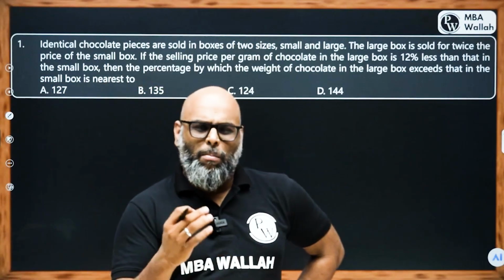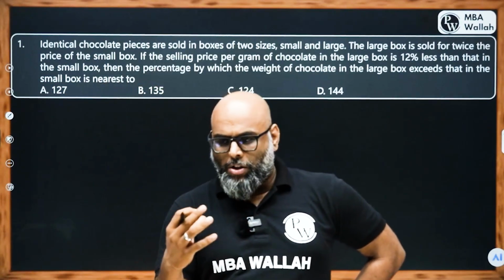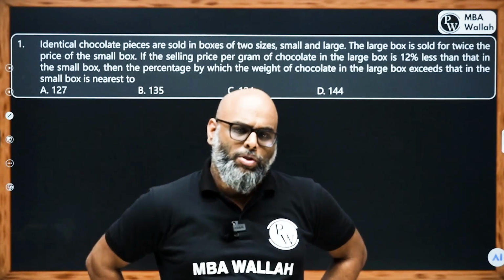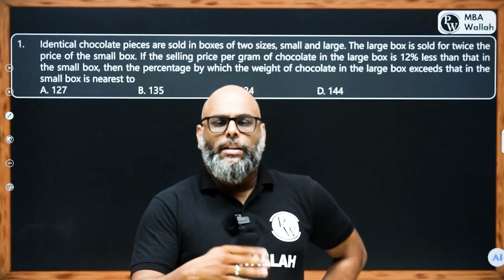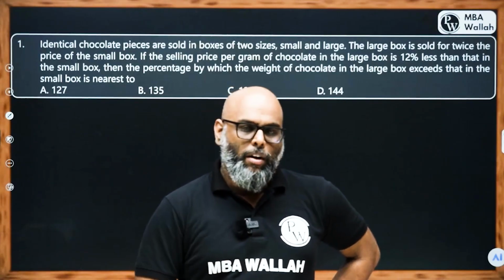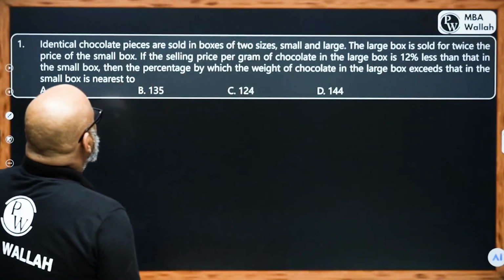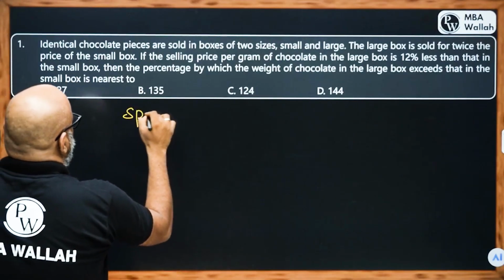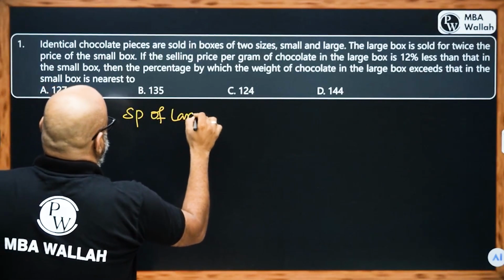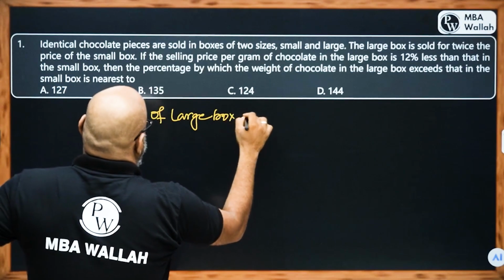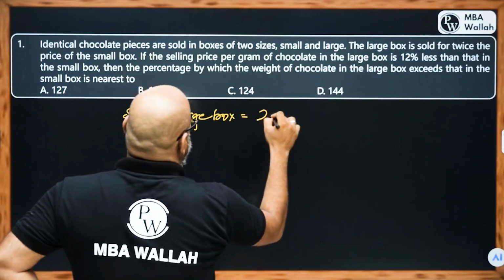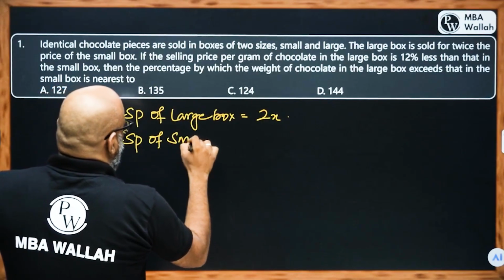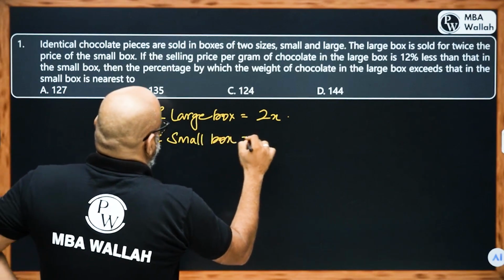So I'm going to say the number of pieces in the box is going to be L. I'm going to say L pieces are there in the large box and then S pieces are there in the small box. That's the total weight, right? Now I can say here selling price of large box is equal to, if I call it 2x, selling price of small box will be x.